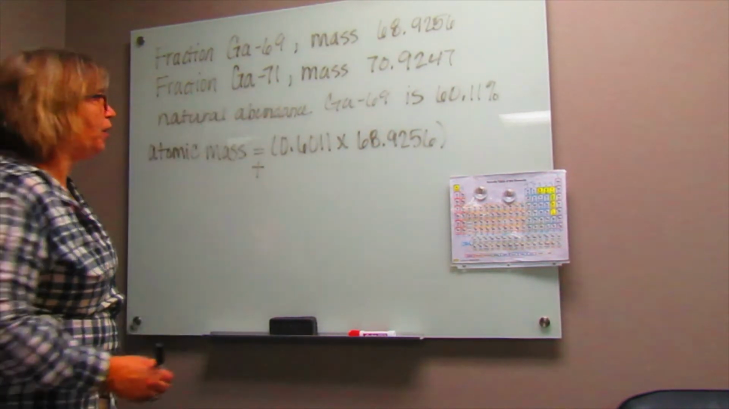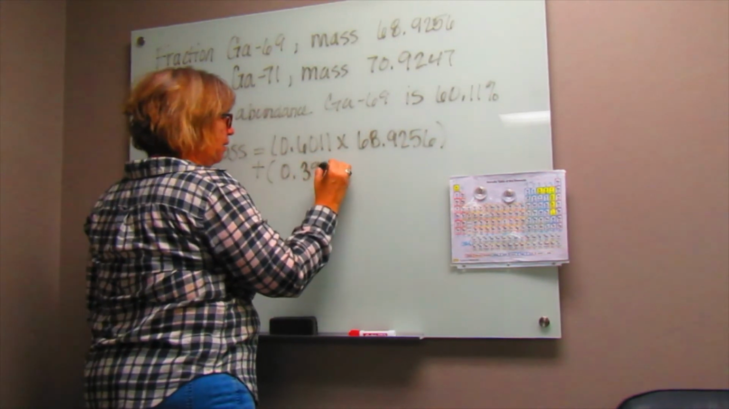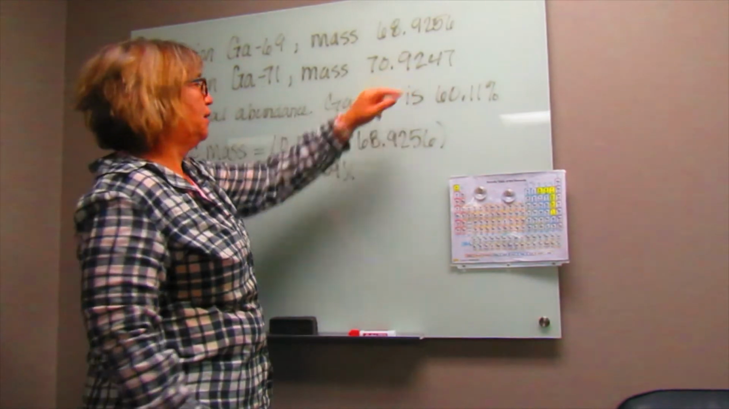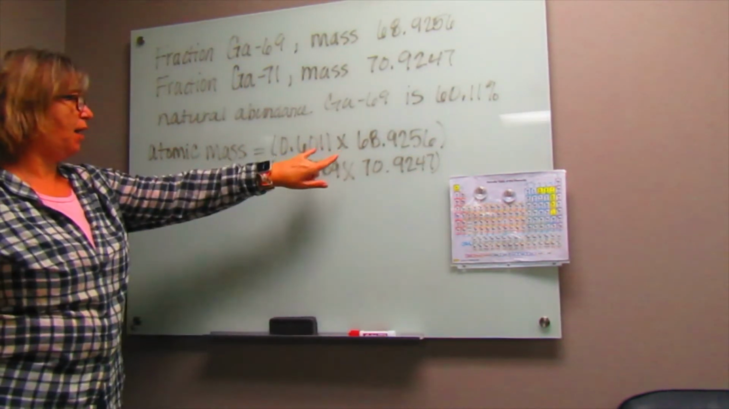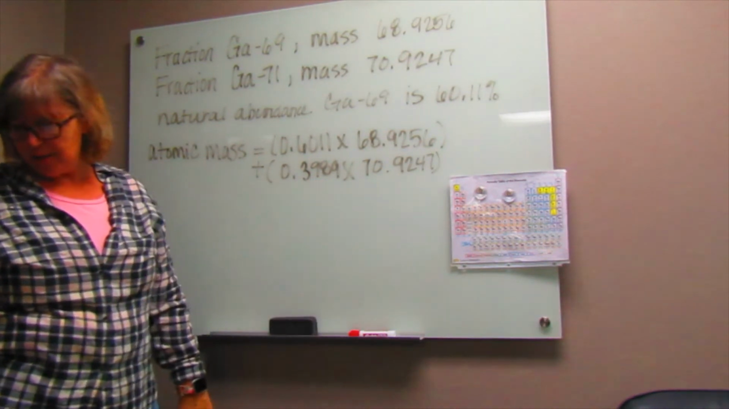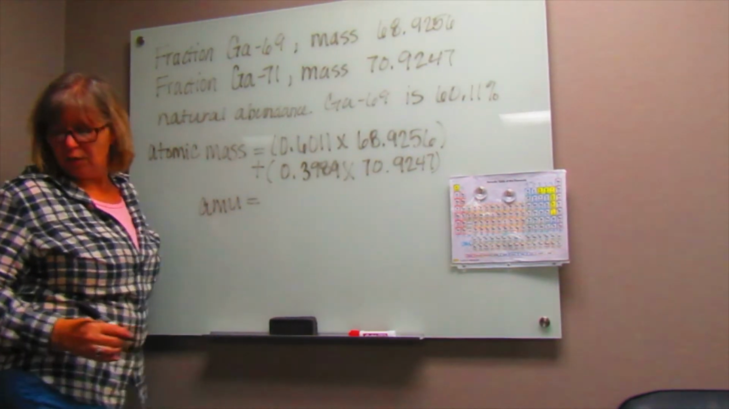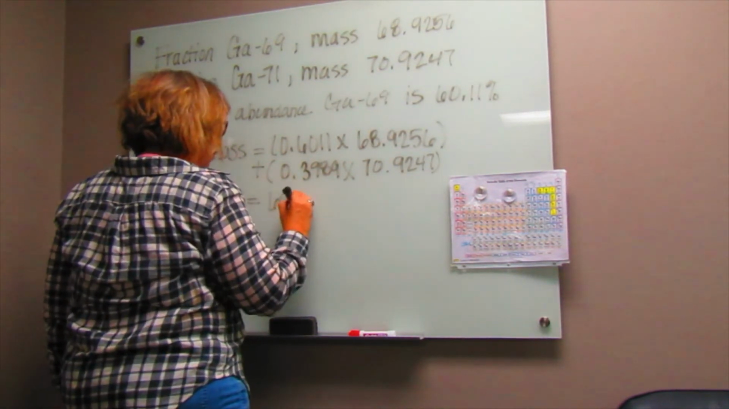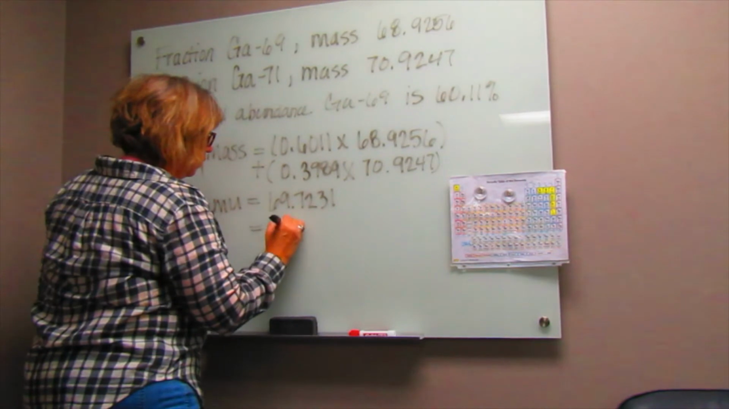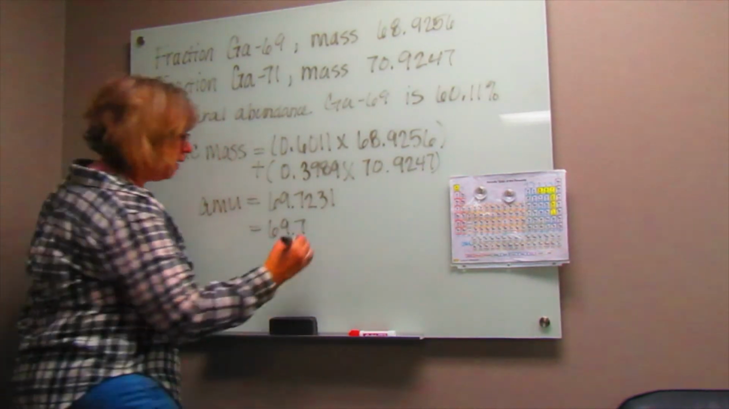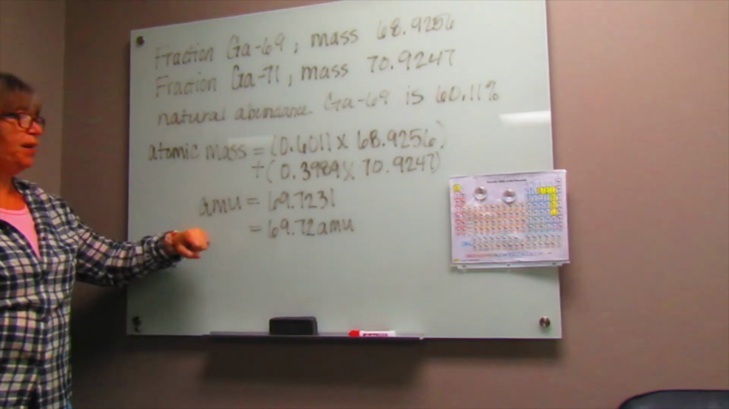So for our gallium-71, we're going to take our percent natural abundance, which is 0.3989, and we're going to multiply it by the mass of 70.9247. So we're going to do our math, and then we're going to add these two together, and that's going to give us an atomic mass of 69.7231. We're going to round that. Should be 69.72 AMUs, right?